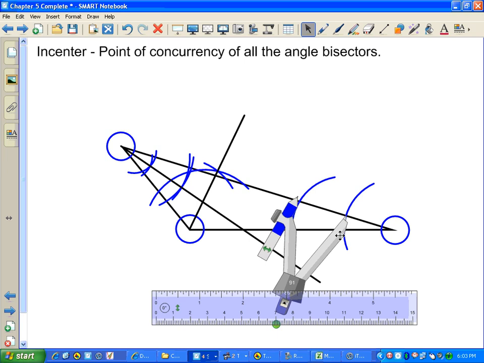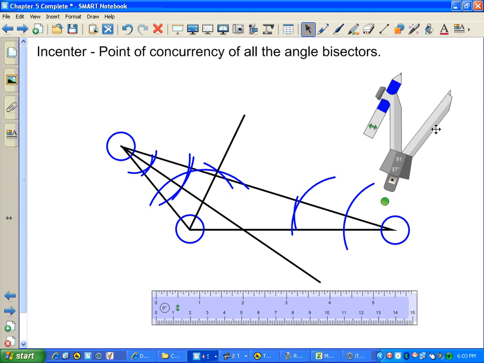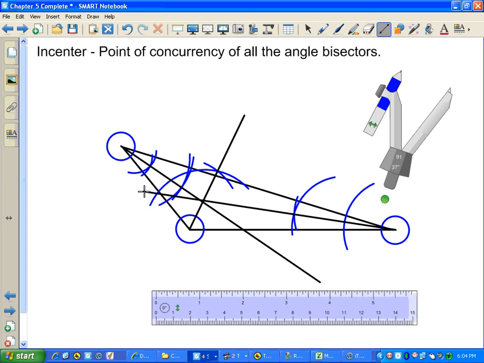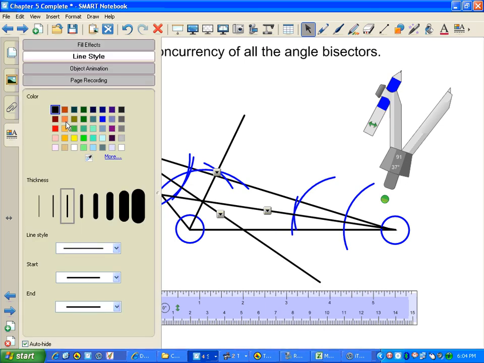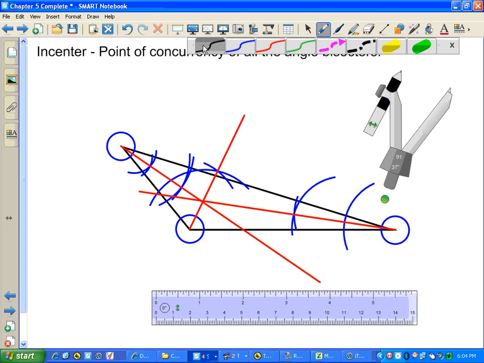Okay, so these are constructions we've done before. We use this to make parallel lines. Or no, that was copy an angle. But we did this in the first chapter. Make my last angle bisector here, through that point. And I'm pretty close. Okay, so they're all going to meet right there. Let's change the color of our angle bisectors here. Okay, so where these angle bisectors meet, that's called the incenter.